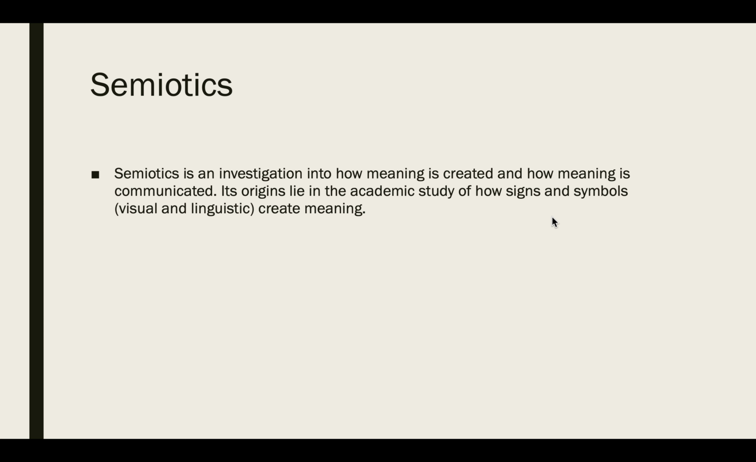Now let's briefly touch on semiotics. I'm not going to spend a lot of time on this, but this is another form of visual rhetoric, and this one gets a little complex. Semiotics is the investigation into how meaning is created and how meaning is communicated. Its origins lie in the academic study of how signs and symbols, visual and linguistic, create meaning.